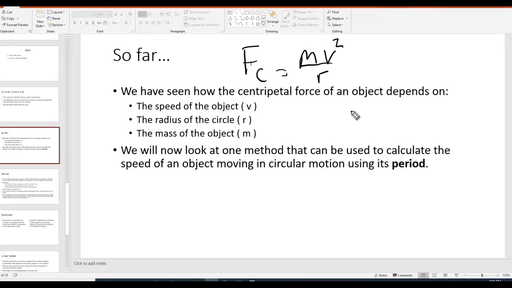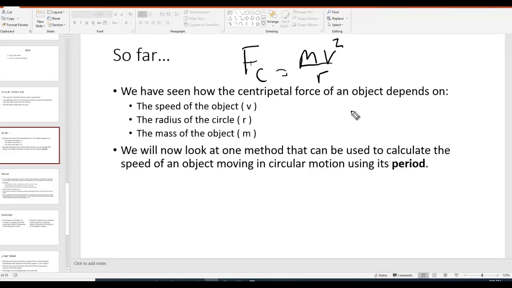Now, practically speaking, radius and mass are easy things to measure. You can easily measure the mass of something by putting it on a balance. You can measure the radius of a circle by just taking a tape measure or something like that, or a meter stick. Okay, but speed or velocity is very difficult to measure.